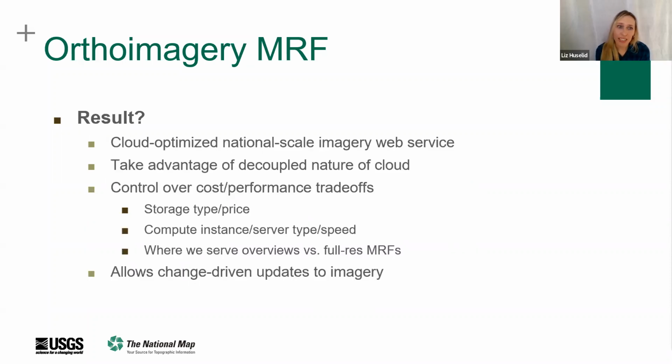The result of this work has been a cloud optimized nation scale imagery web service. And we can really take advantage of the decoupled nature of cloud services. It gives us fine control over those cost performance trade-offs you have in cloud. So we can change the storage type and the price varies based on that. You can change your compute instance or server type and speed. Again, there's all these sliders you can move in cloud, right? And we can also change where we serve overviews and where we serve the full resolution image data, the MRFs.